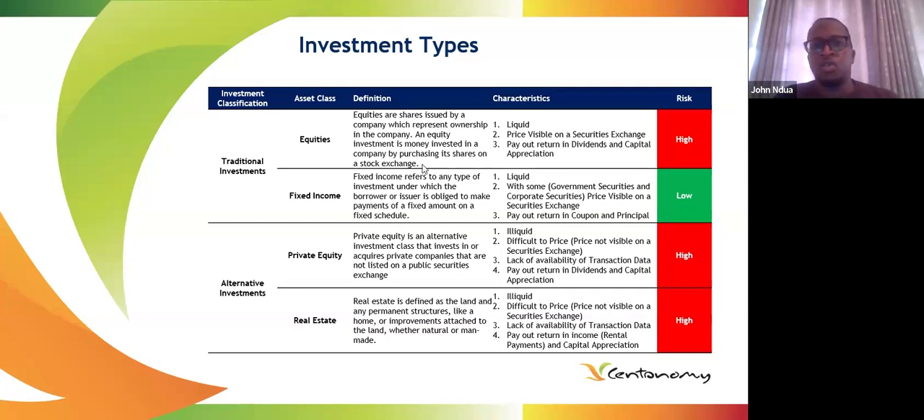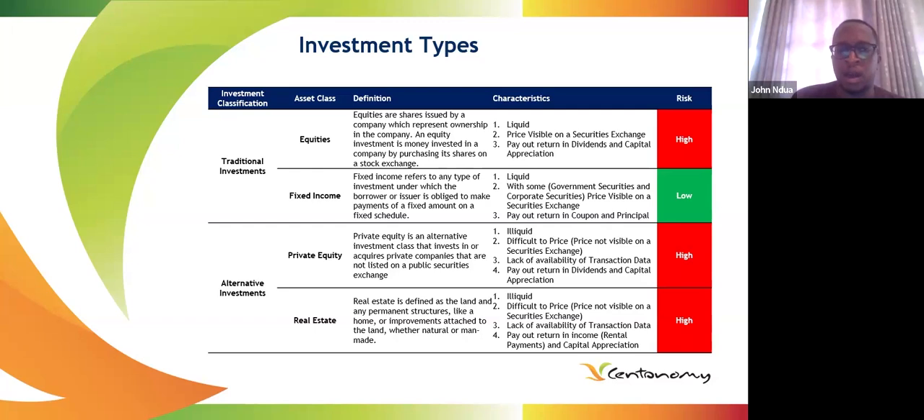So the next stage is to talk about the investment types and the investment classifications. We have two major ones: traditional investments and alternative investments. So what do they mean? Traditional investments basically mean investments that are available to you on a public platform. Basically, these are investments that you can just go on a public platform and purchase or sell if you held them. And what is this public platform that we are speaking of? The public platform here is the Securities Exchange.